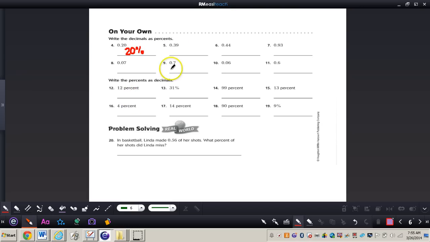Okay, let's do number 5 together. 39 hundredths. Think about percent: percent always means out of 100. So 39 out of 100 would just give us 39% for this one. So you can see we're moving the decimal 2 places to the right. Since we're moving it 2 places to the right, we change that 39 to a whole number, then change that to a percent as well.